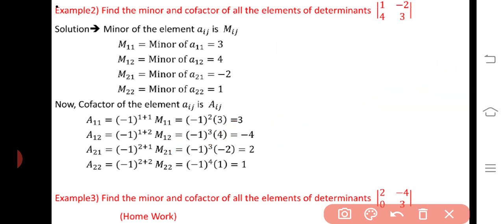Okay. A22, minus 1 to the power 2 plus 2 into the minor of 2, 2, is equal to minus 1 to the power 4. Minus 1 to the power 4 is 1, into 1 we will get 1. Okay, have you understood how to find the minor and cofactor? Let us take this third one as an example, it will be the homework.